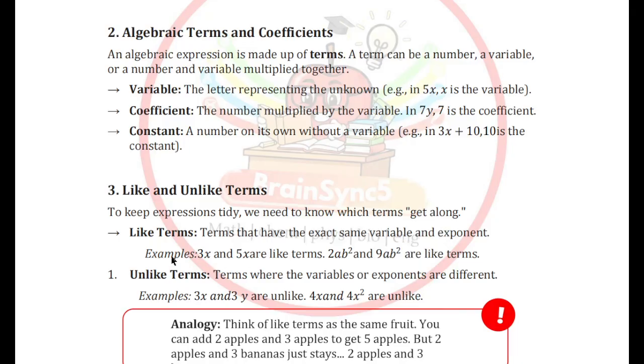So when you start talking about like terms, they need to have the exact same variables, meaning the letters are the same, and the same exponents, meaning the powers are the same. So if the powers are different, then that is not like terms. An example I gave here, we have 3x and 5x. These are like terms. And we have 2ab to the power 2 and 9ab to the power 2. These are like terms. So this one has ab, this one has ab, this one has a power 2, this one has a power 2, because that's what makes them like terms.